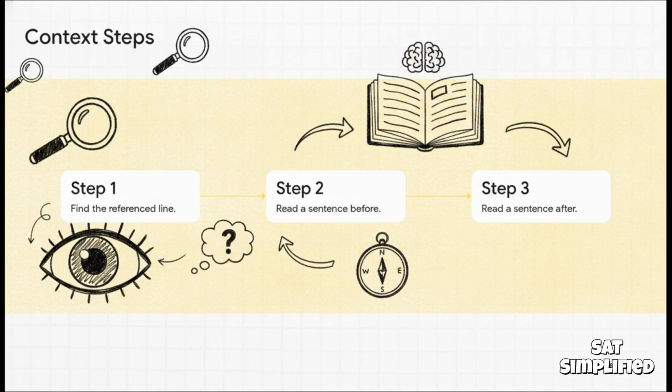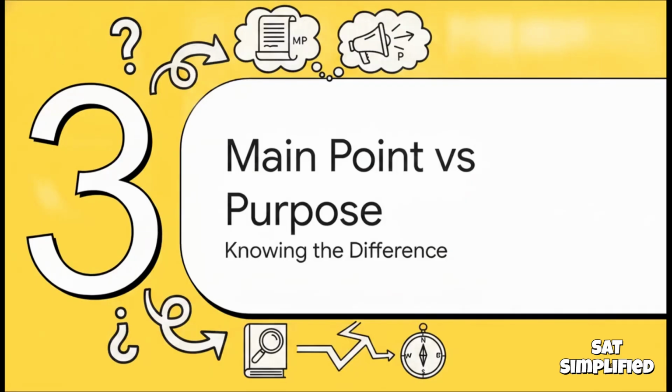If you just sit there and stare at the reference line, you might completely miss the point. Very often, a reference sentence right in the middle of a paragraph is just supporting a main point that was stated in the sentence before it. If you don't back up, you're literally flying blind. Next up is section 3, main point versus purpose, knowing the difference.